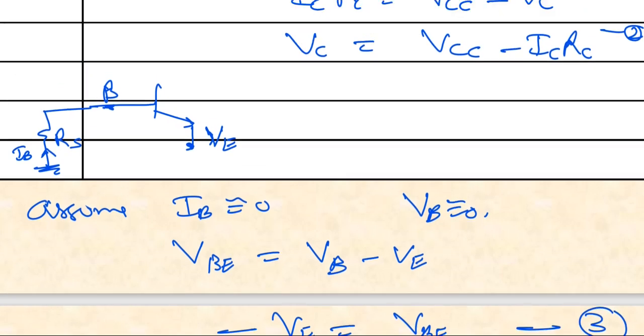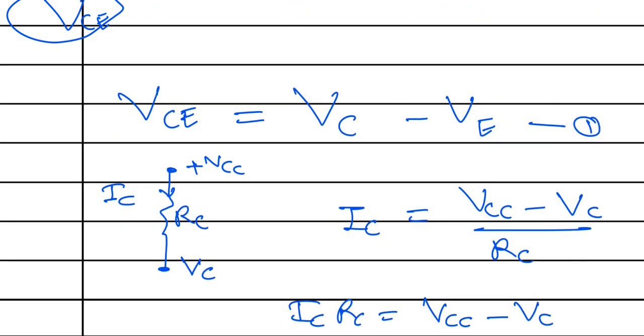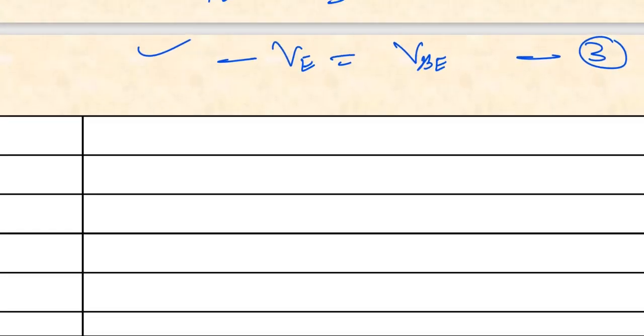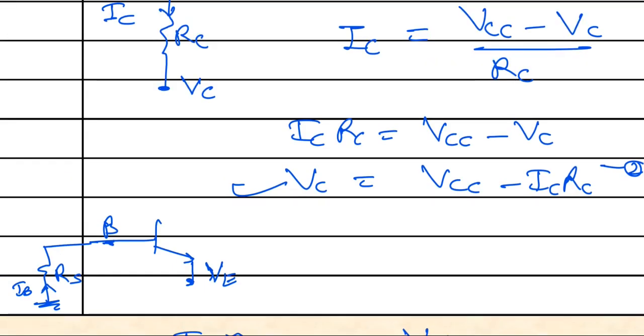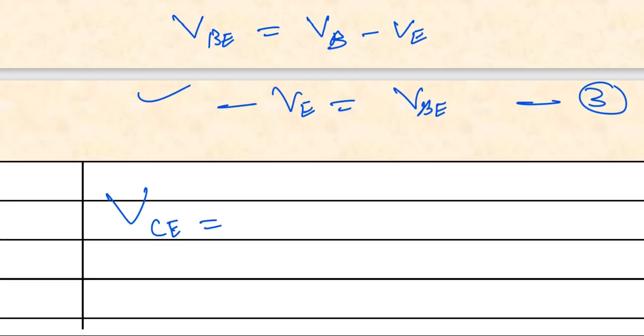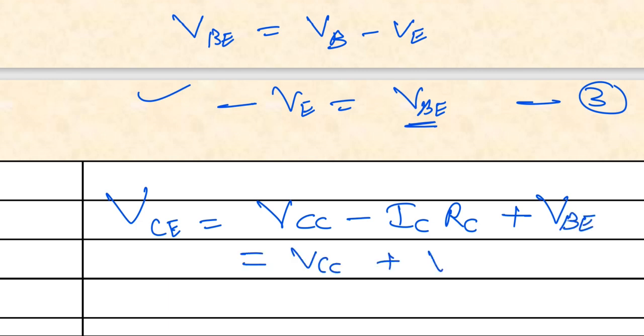So substitute equation 3, equation 2 in equation number 1. So we will get the expression of VCE. Therefore VCE equal to, equation number 2 क्या है? VCC minus ICRC. और equation number 3 क्या है? VBE. Okay, so VCC minus ICRC and plus VBE. That means VCC plus VBE minus ICRC. So this is the expression of collector to emitter voltage.